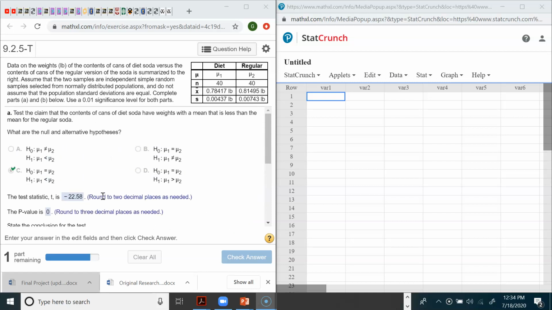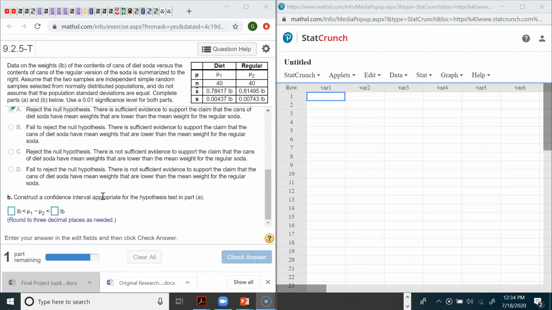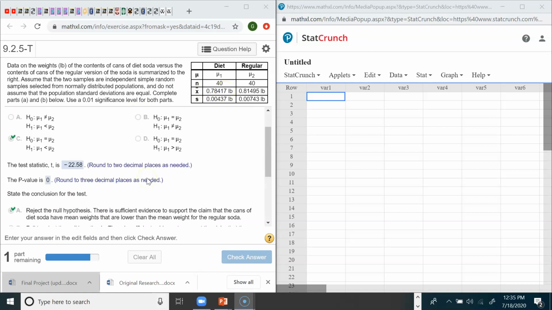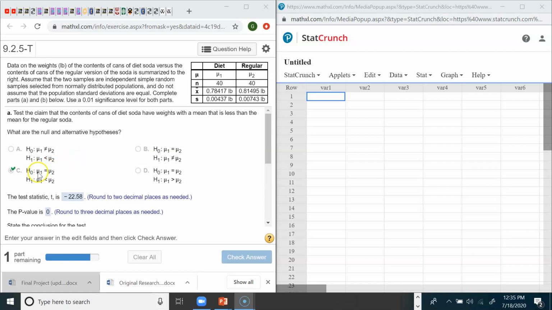Here is a question from Chapter 9, Section 2 that a student was struggling with, and so here I am working it in StatCrunch. The idea is that there are diet sodas and there are regular sodas, and they have different amounts of stuff in them. And the question is, what's the confidence interval for the hypothesis test? So our hypothesis test is that actually there's less in the first than in the second.